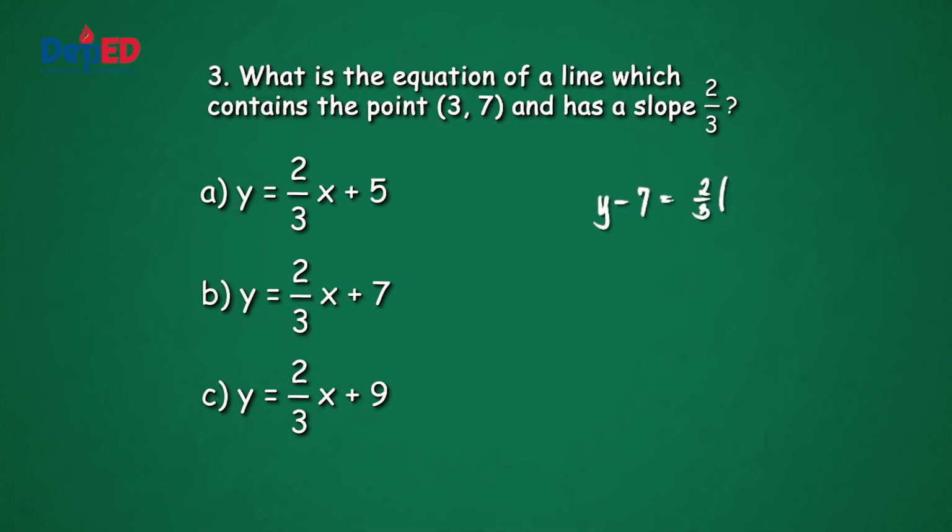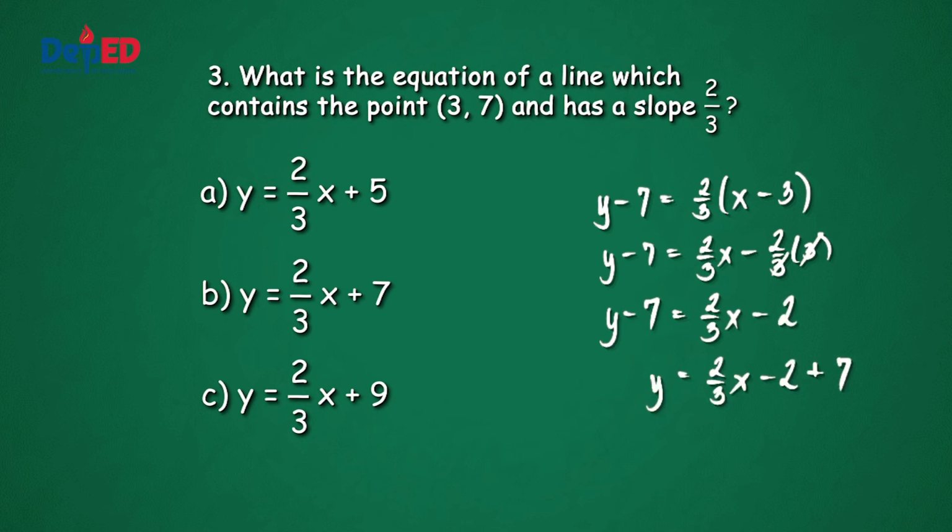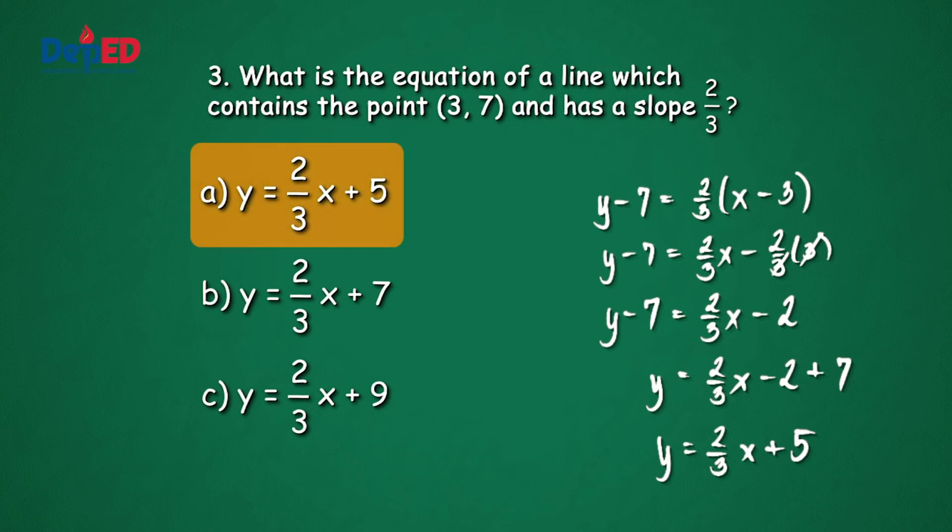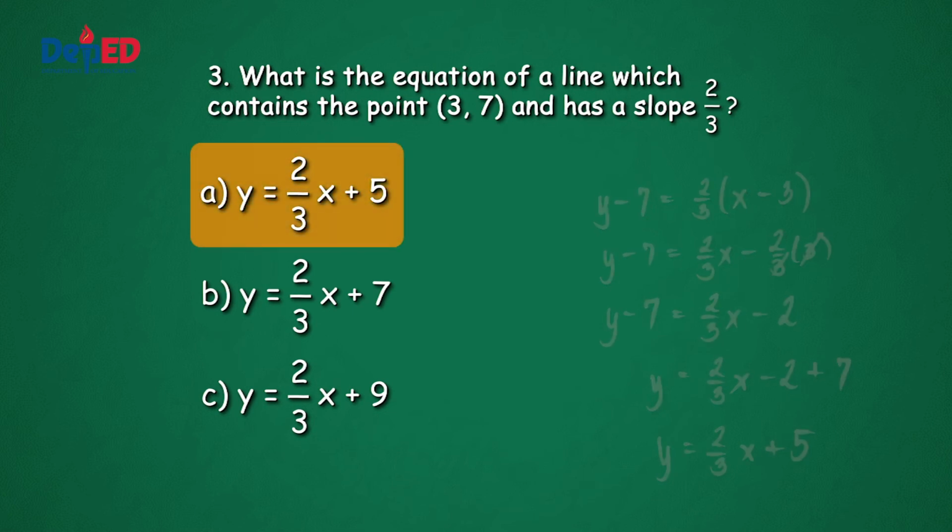The easiest way to answer this is to substitute the point in each equation and check if it's true or false. I will let you try that later as an additional exercise. But using the point-slope form, this will be your solution. So, the correct answer is A, y equals 2/3 x plus 5.